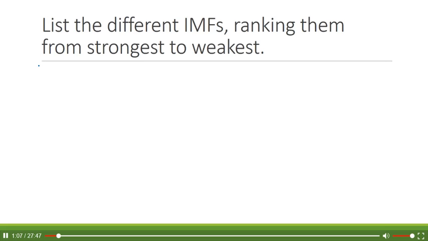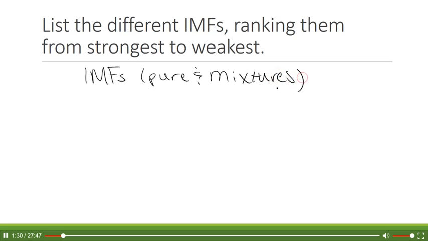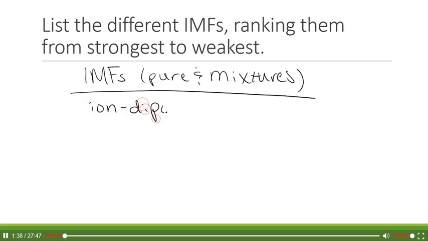Next, we want to look at our different intermolecular forces and rank them from high to low, highest energy versus lowest energy. We talked about ones in pure substances and mixtures, so we're going to look at all of those. From strongest to weakest, our very strongest is ion-dipole, and this only exists in mixtures. After that, we have hydrogen bonding.